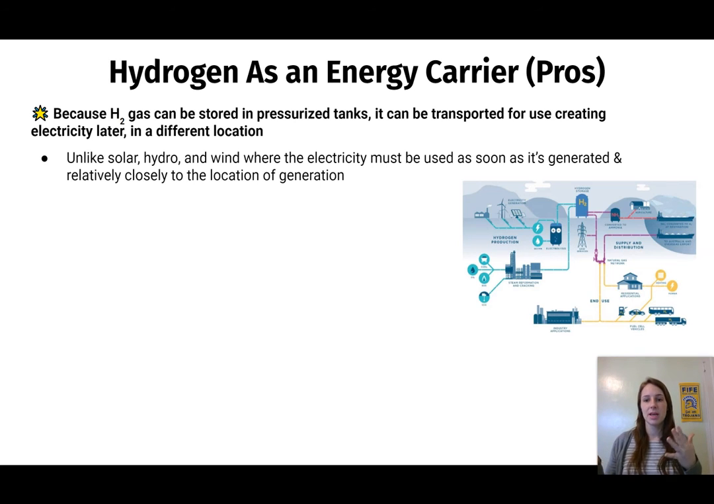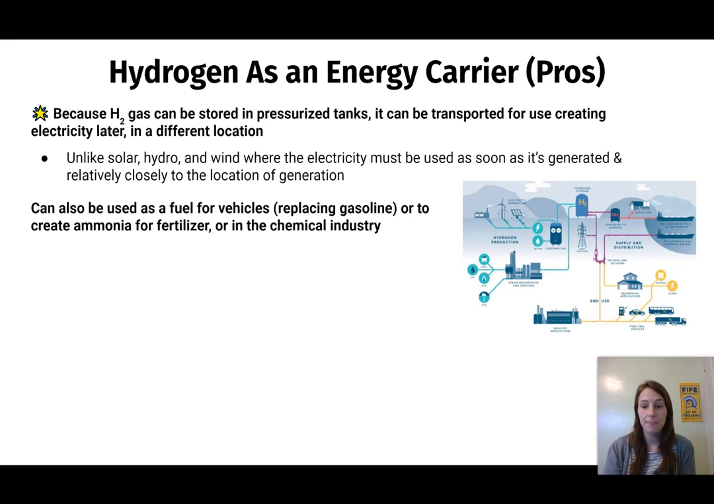Another benefit of this is that you can generate it in one place and then transport it to another place. So if we're looking at wind or solar or hydropower, you're having to keep it all in the area. That's why here in the Pacific Northwest, we use hydroelectricity, but areas that are far away from us are not going to be able to benefit from that. But you could have this big production area where you're making this hydrogen gas, and then you can transport it to places far away so that they can then have access to this more renewable resource.